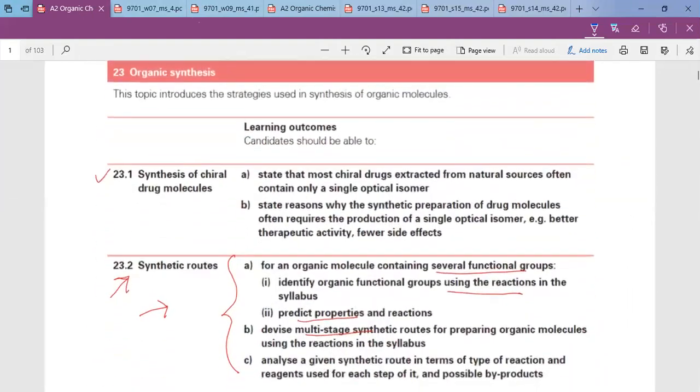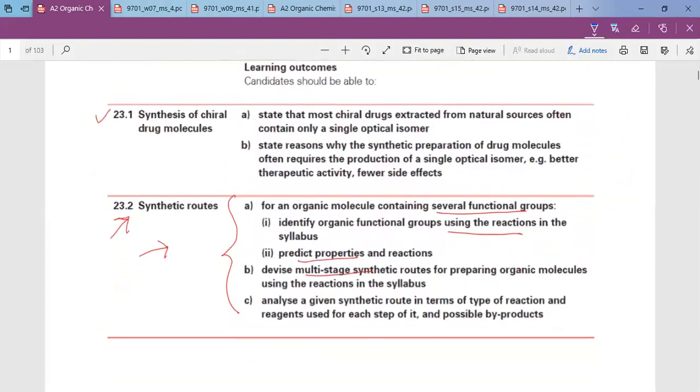Synthesis. Now remember, I'm going to bring the second part here. Synthetic routes. Later in class, I will summarize the whole thing. Here we're going to combine one or two or three organic molecules containing several functional groups. Identify the functional groups using reactions, the properties and reactions of these things here. Multi-stage synthesis, you can see it.